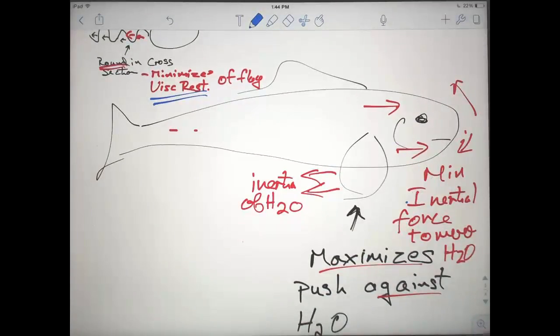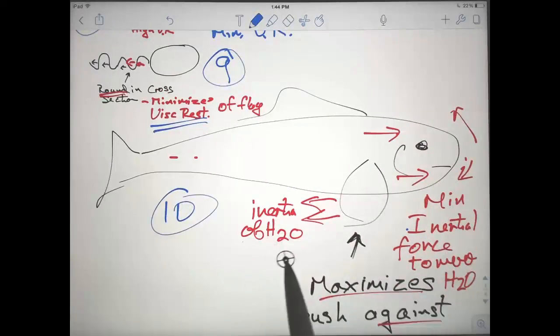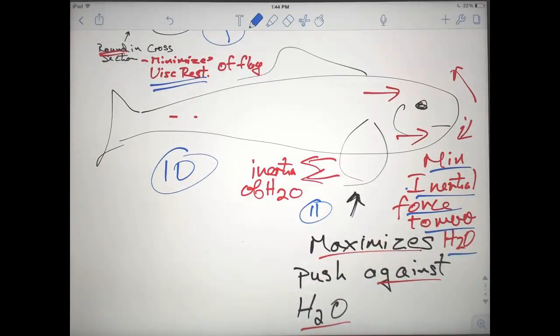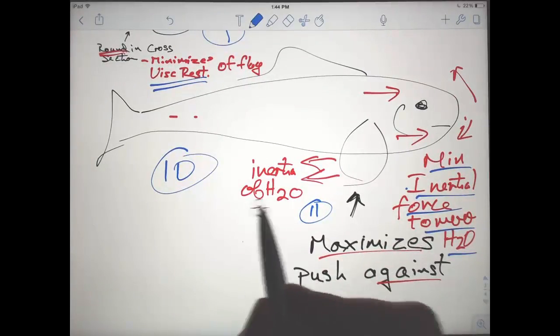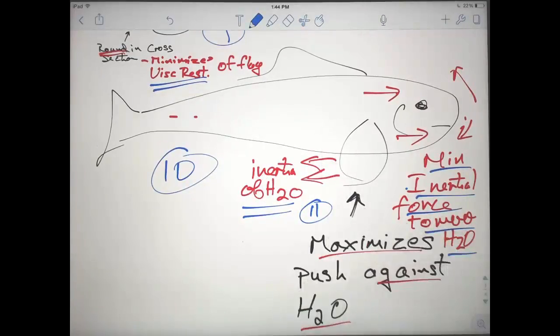Whereas large animals are torpedo-shaped, and that large torpedo shape means you want to minimize inertial forces to move water. Their fins are flattened because that maximizes the push against water, moving water behind. That water moving behind propels the fish forward and forces water out of the way.